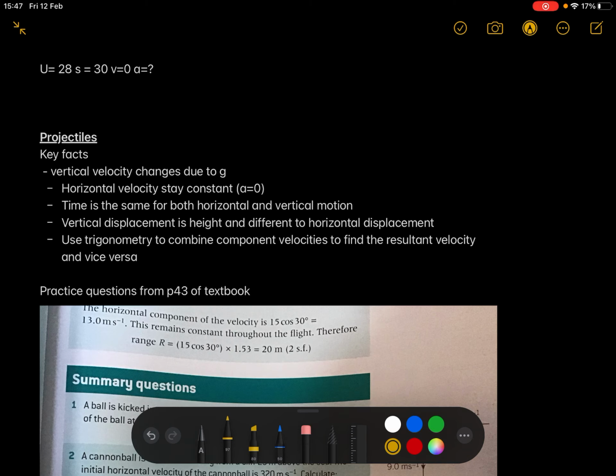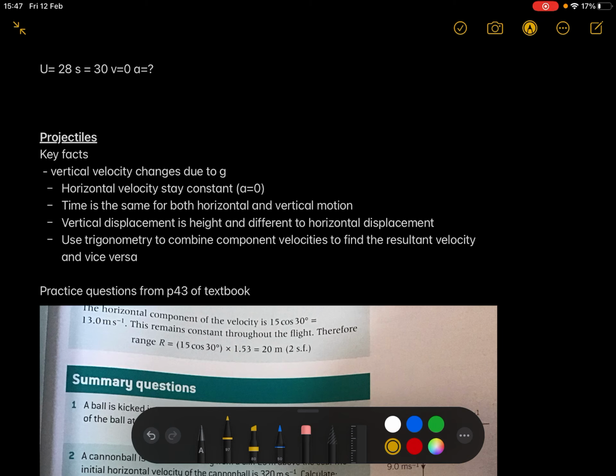Vertical velocity changes due to g. That could be that it's accelerating if it's going downwards, or decelerating if something is being fired up, or even decelerating and then accelerating as it reaches the top of the turn and then back. Horizontal velocity stays constant. It is not affected by g, so a for horizontal velocity is 0.